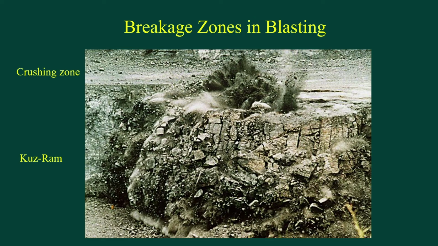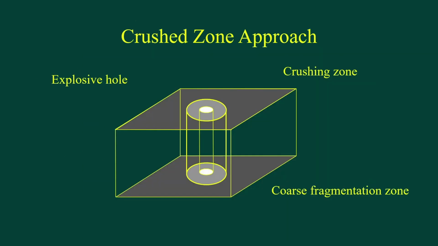So how does Sharma's crushed zone model work? Well, it describes this intense crushing zone here, which is where we believe a lot of the relatively fine material is generated, whilst at the same time recognizing that the Kuz-Ram model works really very well indeed for size reduction in this zone here. So schematically, the crushed zone model looks like this.